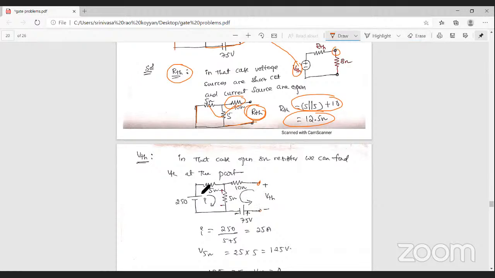So then what happens, only here there is a closed path, and the current passes only here. What is the current? I is equal to total voltage by total resistance, 5 ohm plus 5 ohm, that is 25 amperes. Okay, so in this path the current value is 25 amperes. So since 25 amperes current passes, what is the voltage here? 25 into 5, that is voltage is 125 volts. So at the 5 ohm, voltage is 125 volts.